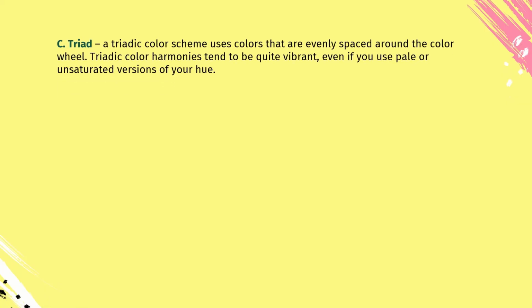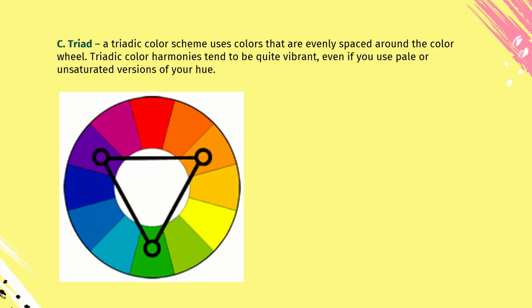The last is the triad. The last is letter C, triad. A triadic color scheme uses colors that are evenly spaced around the color wheel. Triadic color harmonies tend to be quite vibrant, even if you use pale or unsaturated versions of your hue.